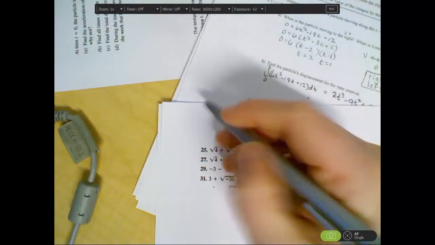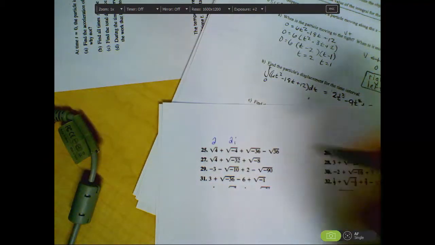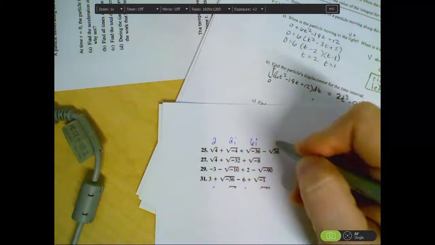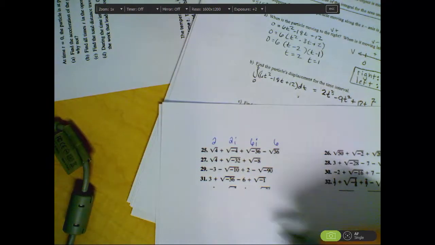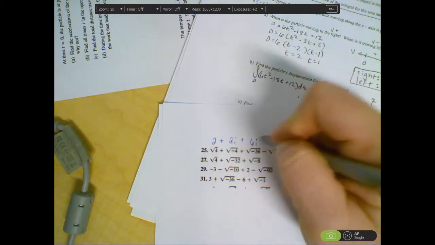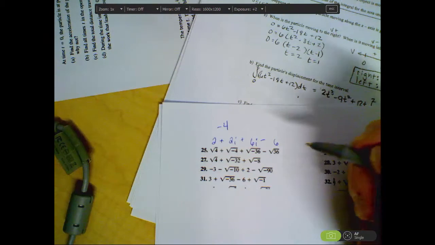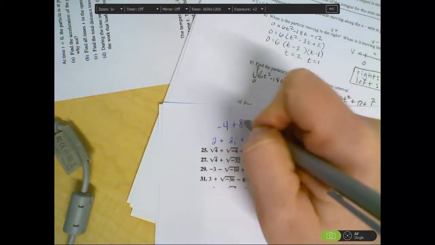Number 25, this is 2, this is 2i, this is 6i, and this is 6. So you can add the numbers with the numbers and the i's with the i's. These signs are staying. So 2 minus 6 is -4, and 2i plus 6i is 8i.